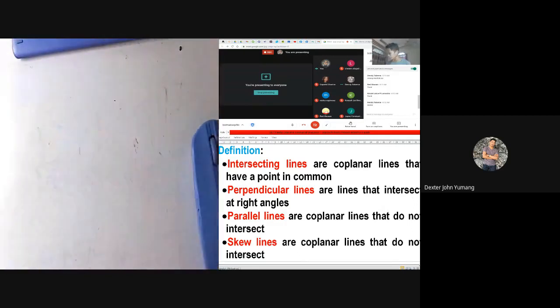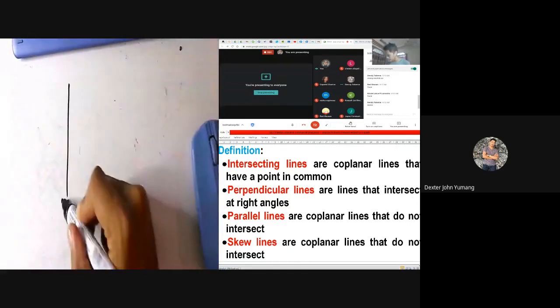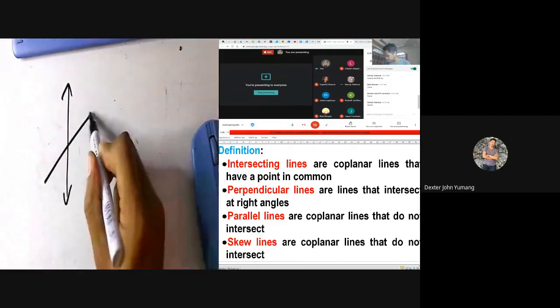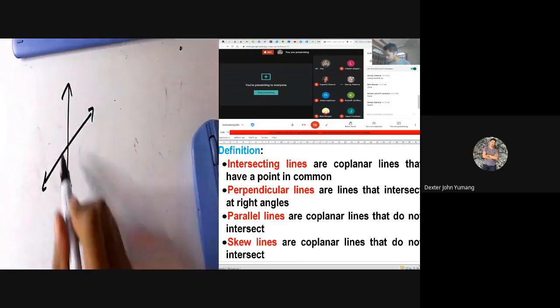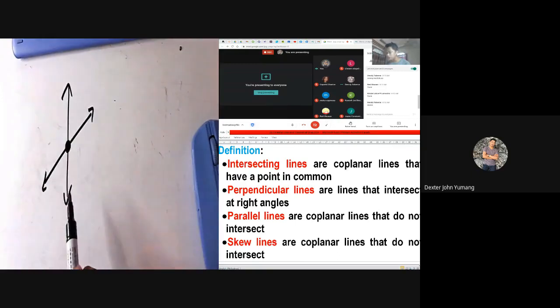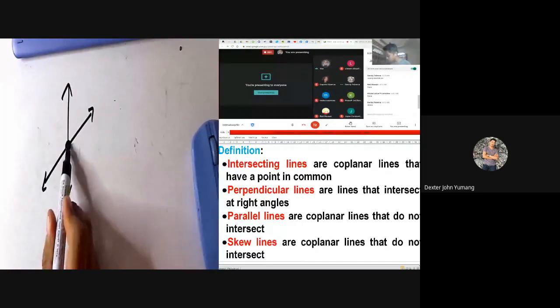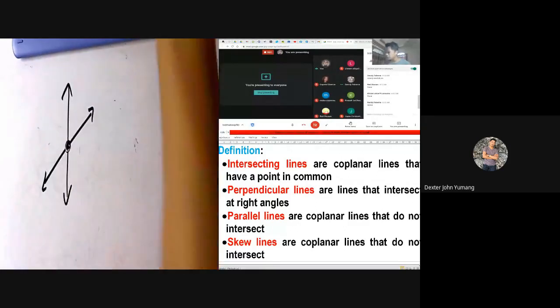Okay? So, can you look at the figure on the slide? So, like this. Nagkaroon po sila ng crossing na tinatawag. And yung point na yan is called the point of intersection. And ang tawag dito is an example of an intersecting lines. So, ano yung point in common? Ito yung point in common, the point of intersection. Okay?